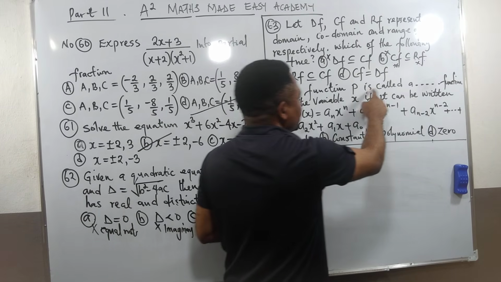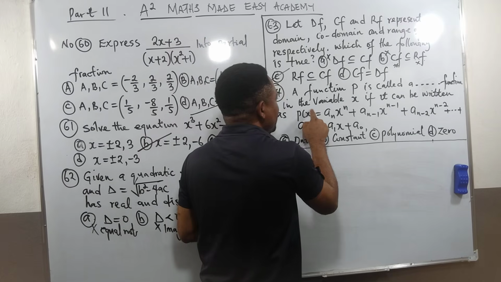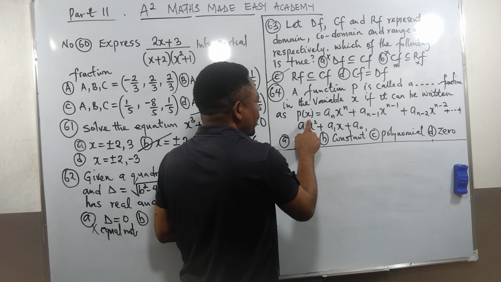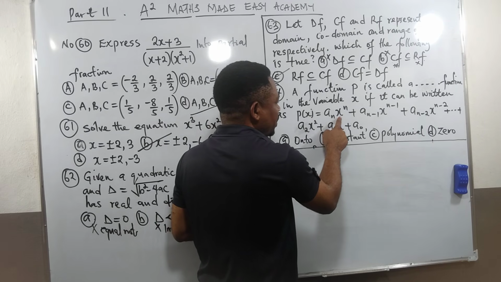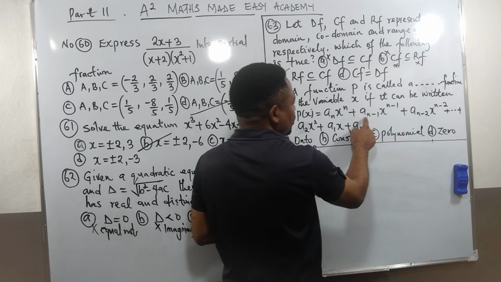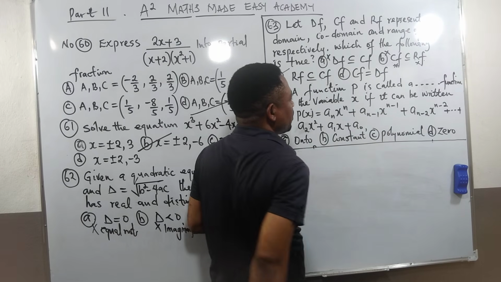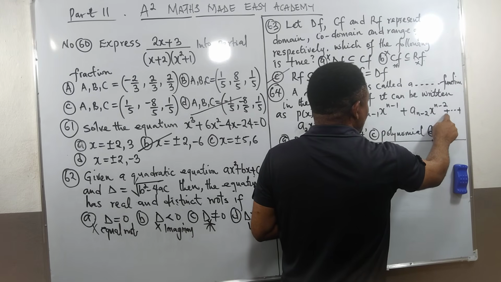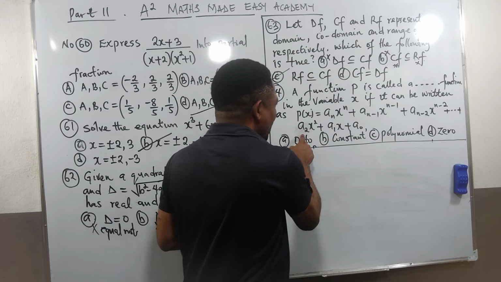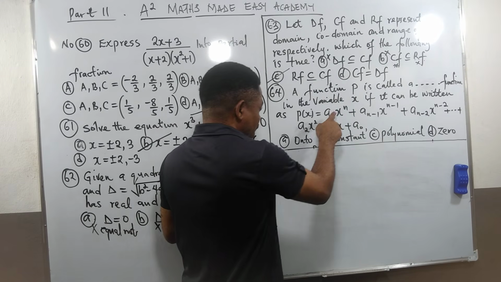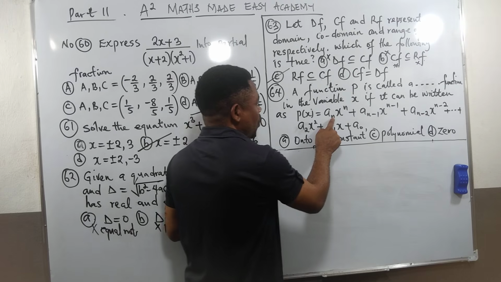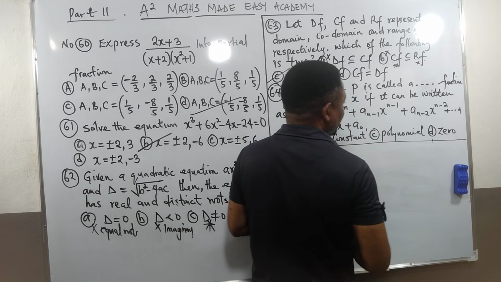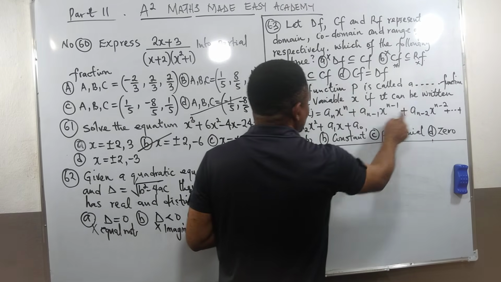A function p is called a dash function in the variable x if it can be written as p of x equals a subscript n x raised to power n plus a subscript n minus 1 x raised to power n minus 1 plus a subscript n minus 2 x raised to power n minus 2 plus that dash plus. Now how do we get this? Let's consider the number of terms. They are 1, 2, and 3. Am I communicating now? The terms are 1, 2, and 3.